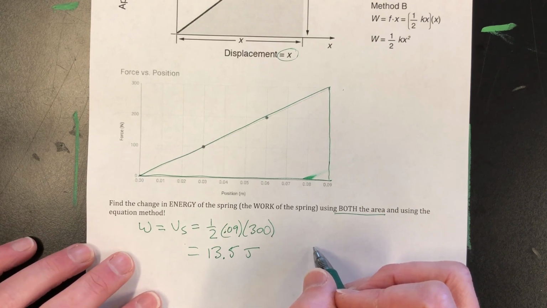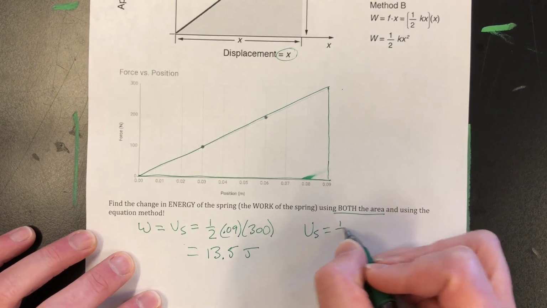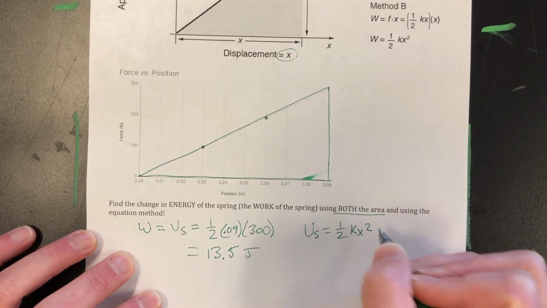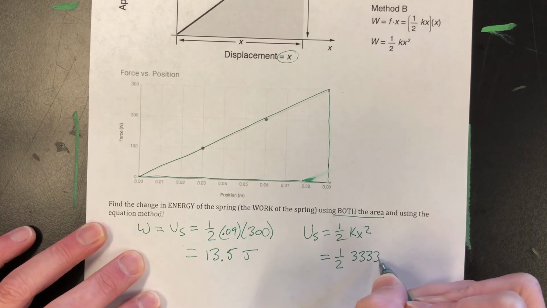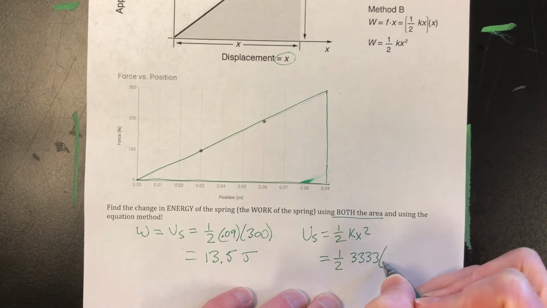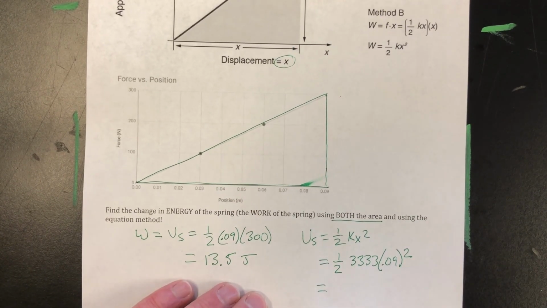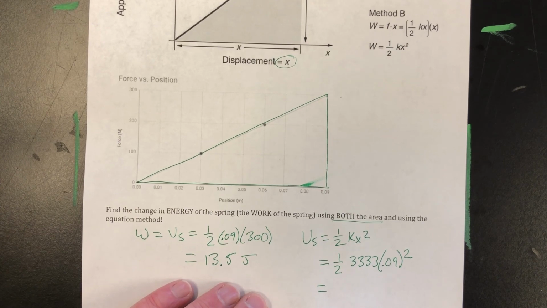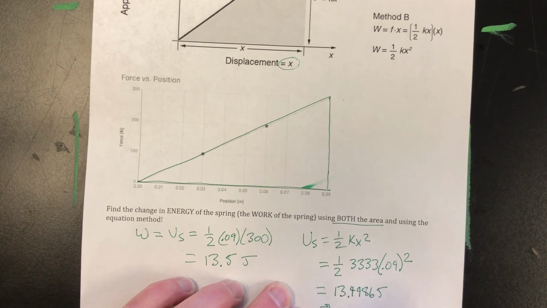Now it wants us to use both the area and the equation method. So let's use the equation method. If you remember from before, the spring energy is equal to 1/2 kx squared. We solved for the k earlier. We said it was 3,333, and then our stretch here is 0.09, and we need to square it. So we're going to do 1/2 of 3,333, and then multiply that times 0.09 squared, and we end up with 13.49865, which rounds up to 13.5 joules.